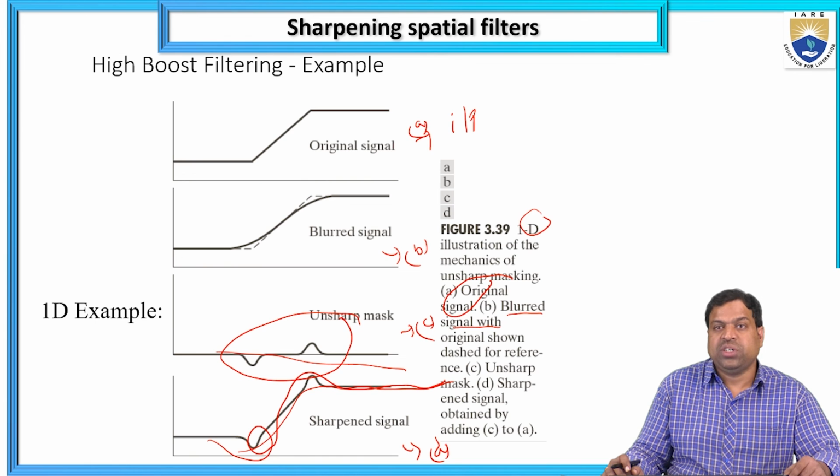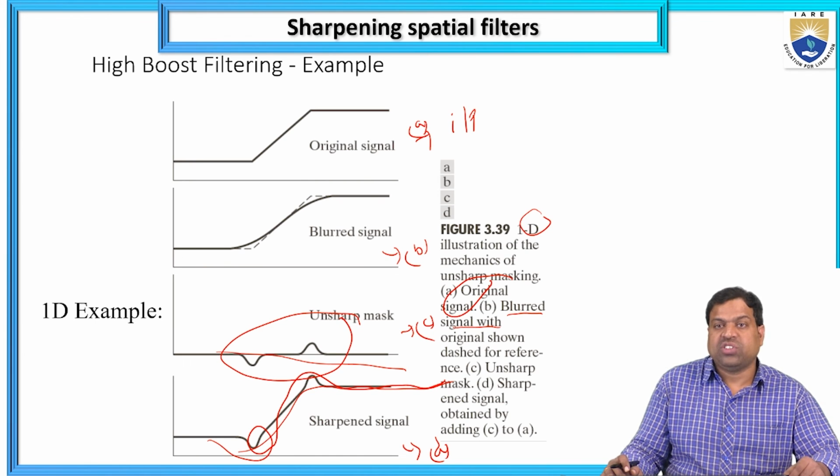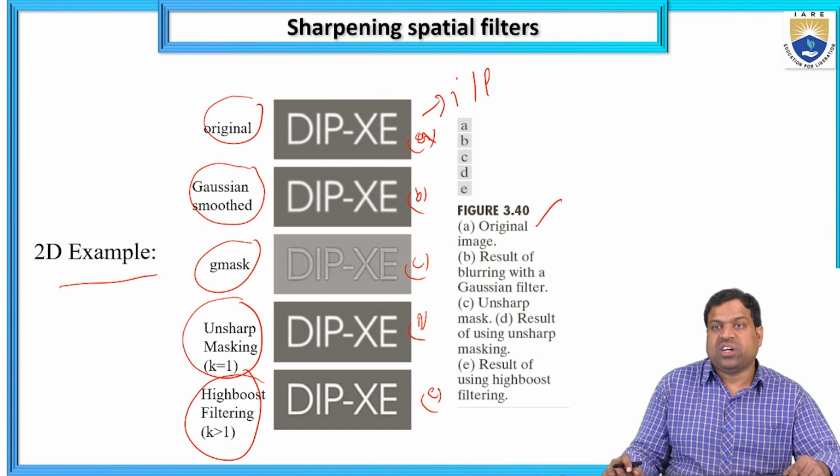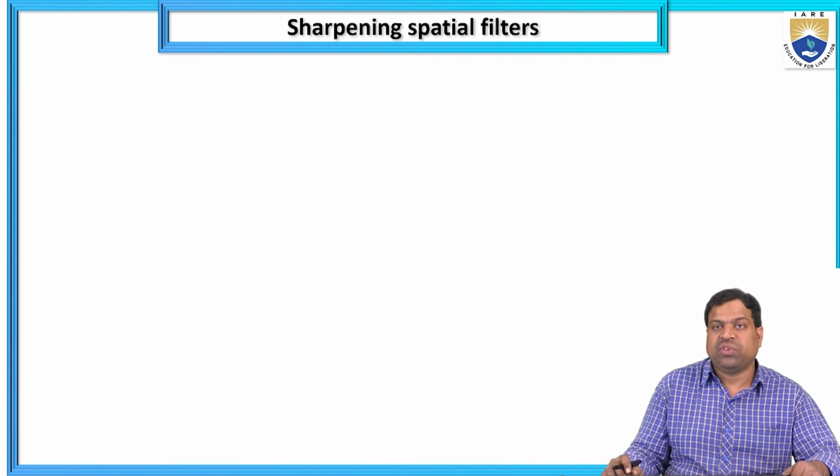First one is the original image, second one is blurred, third one is unsharp, and the final one is the sharpened signal. This is another example: the original image, the result of the second one is a blurred image and the unsharp mask, the fourth one is the result of using unsharp masking, and the final one is the result of using high boost filtering.